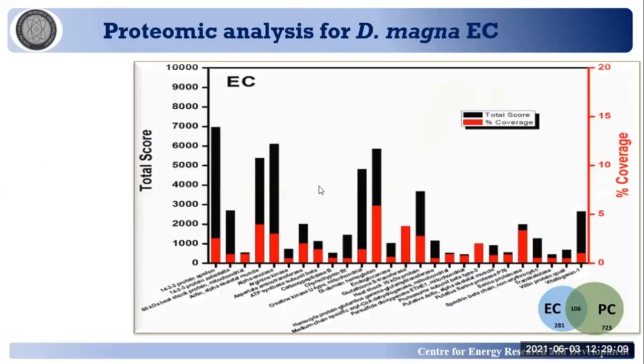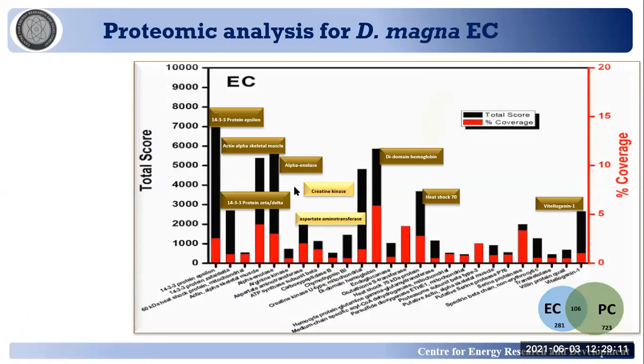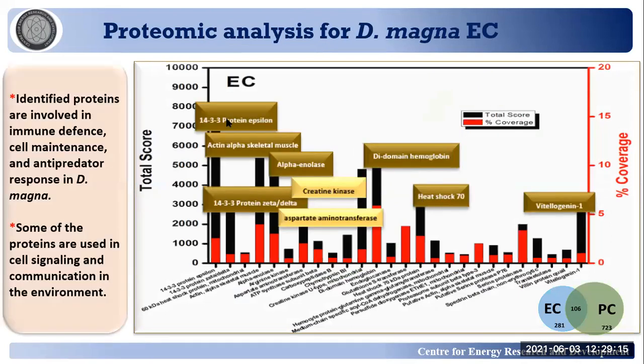So this is the proteomic analysis results showing some of the proteins that were identified. Interestingly, this is about 9 proteins. In checking with the literature, we discovered that they are actually responsible for the immune defense, the cell maintenance, and anti-predatory response of Daphnia magna in the environment. And by implication, they also are responsible for cell signaling and communication in the aquatic medium.